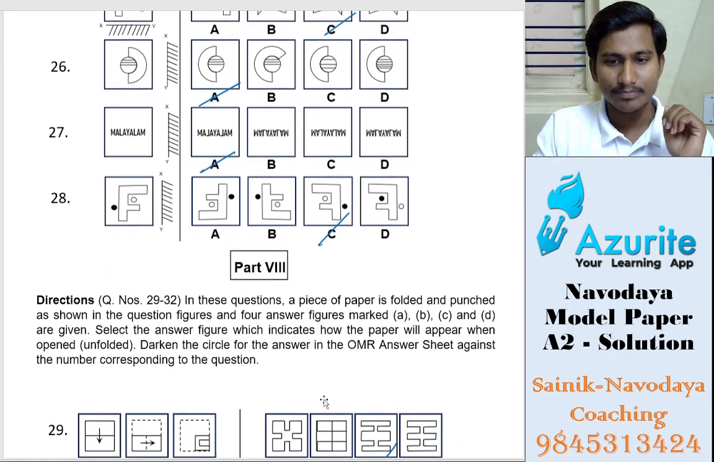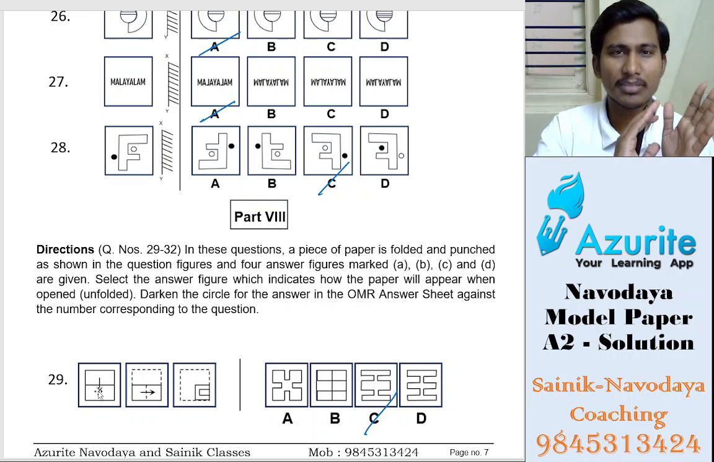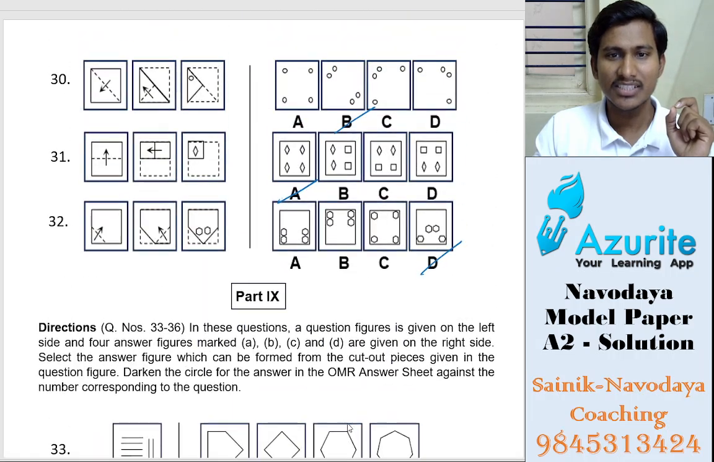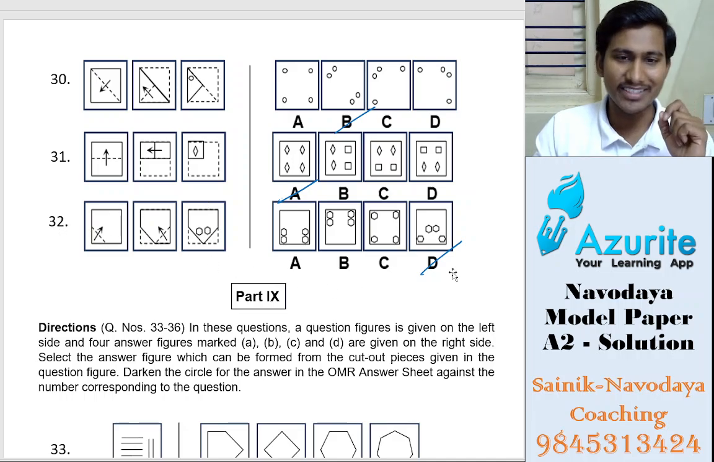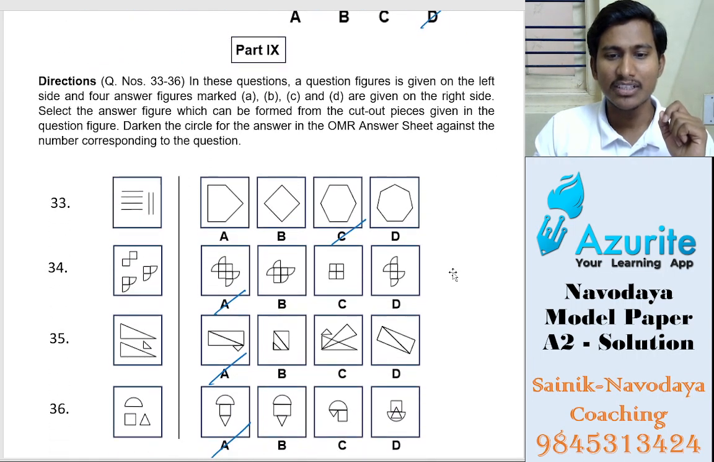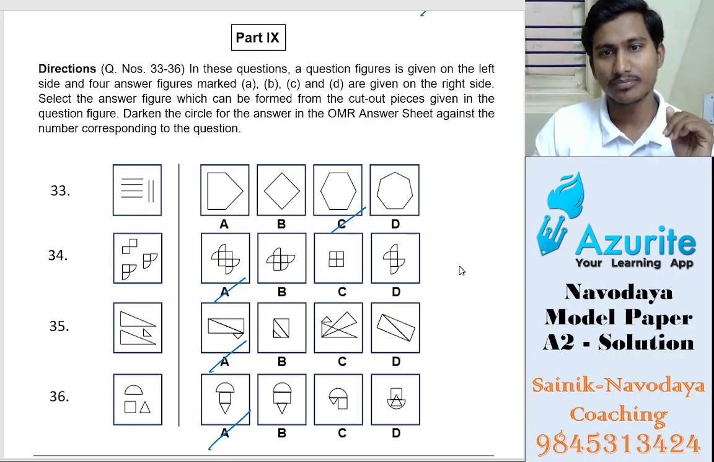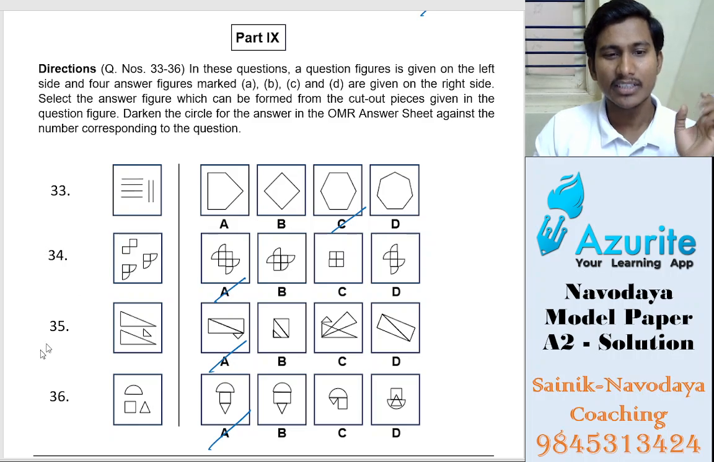Next, the eighth part is very easy, where we have to fold the paper and it is punched, and we have to open that. So 29 is answer C. Next 30 is B, 31 is A, 32 is D. Now the ninth part is where you have to make the figure, that is formation of figures. 33 is C, 34 is A, 35 is A, 36 is A.